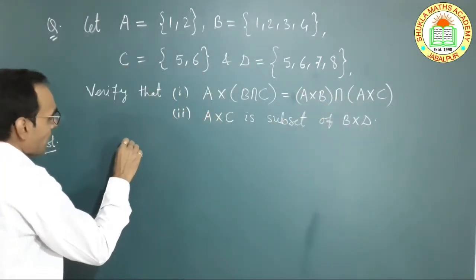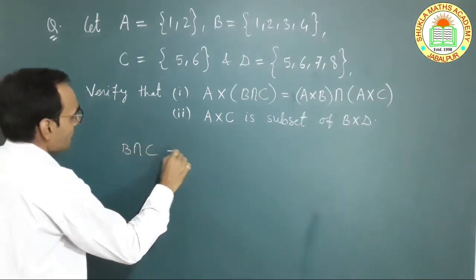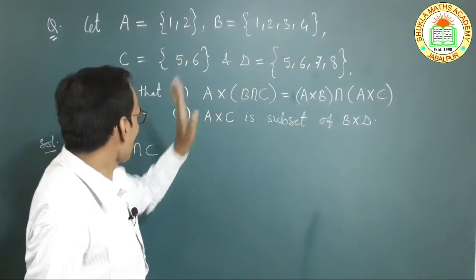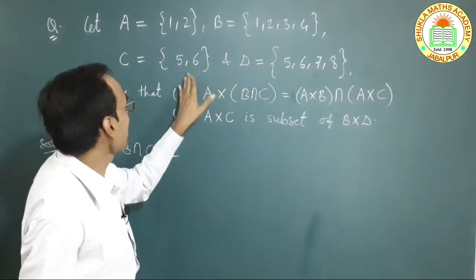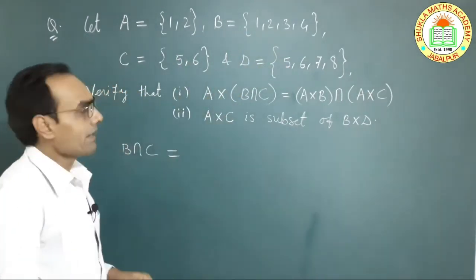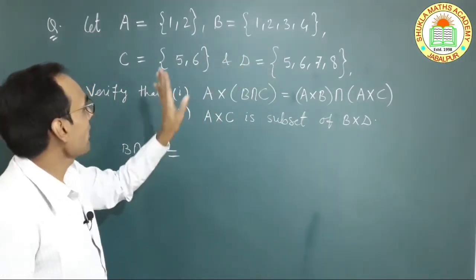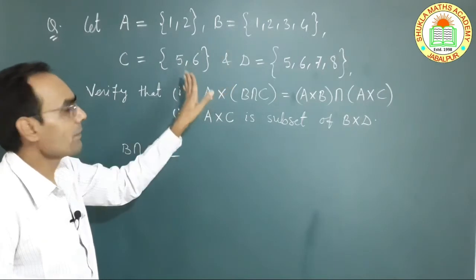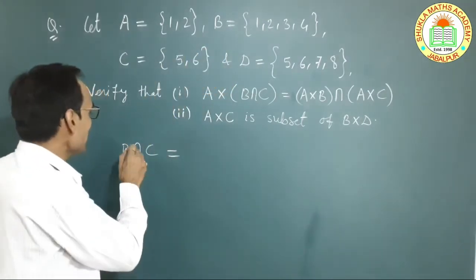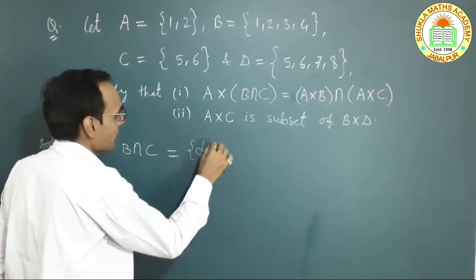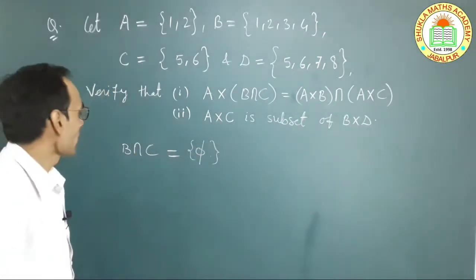First we will find the B intersection C. Now see that B and C are here, and find the B intersection C. Now see whether the elements are common in B and C or not. Here 1, 2, 3, 4 and here 5, 6. So there is no element common in B and C. So B intersection C is the null set, that is phi.